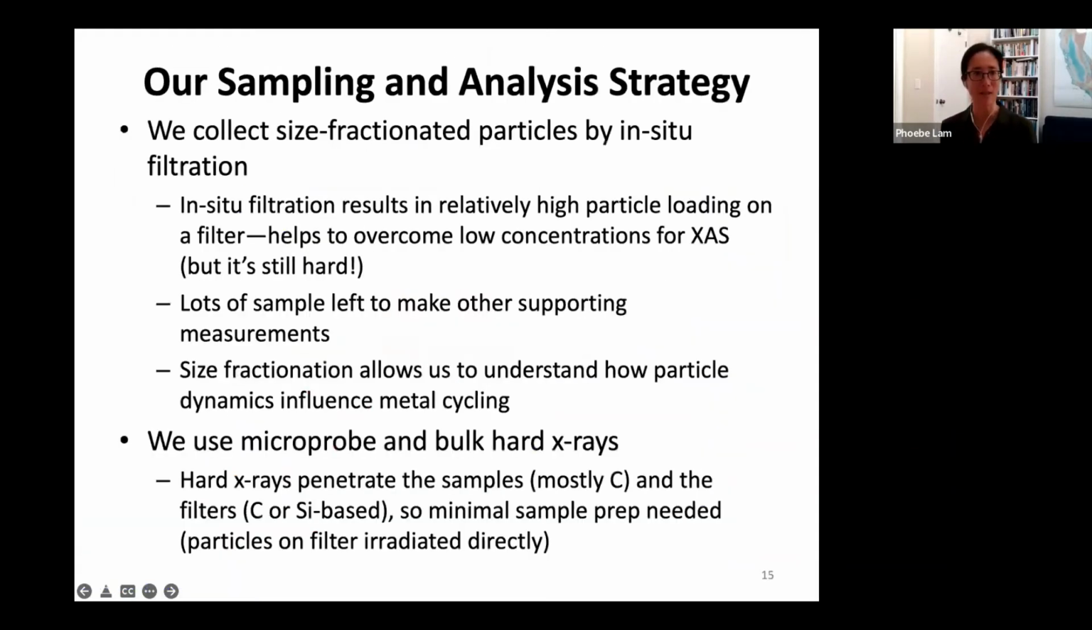So our sampling, analysis, and strategy is we collect these particles by in situ filtration. That results in relatively high particle loading, which helps to overcome low concentrations for XAS, but it's still hard. For the manganese bit that I'll talk about later, we had to layer as many pieces of filter on top of each other, and still we couldn't get very good data. But in general, the in situ filtration allows us to overcome some of our low concentration issues. And it gives us a lot of samples left to make other supporting measurements. And having the size fractionation allows us to understand some of the dynamics of what's going on with the particles.